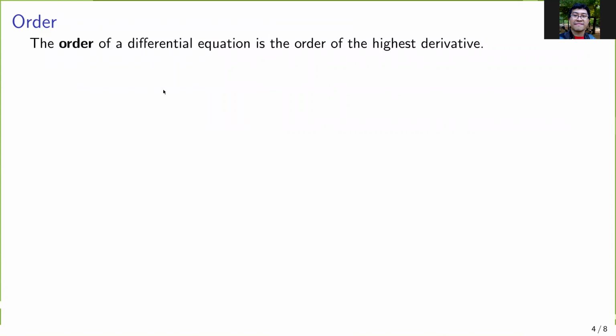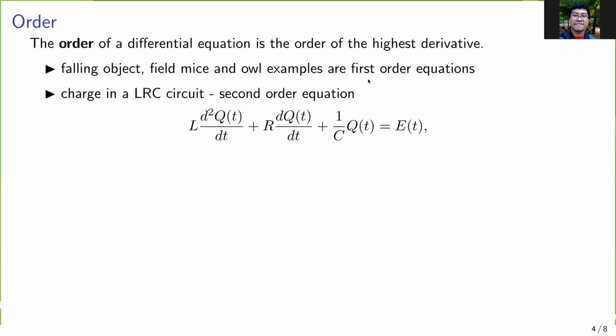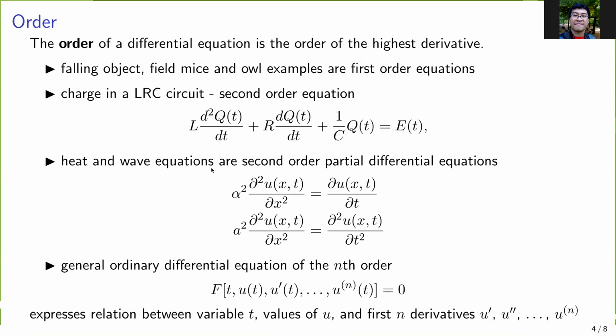The order of the differential equation is also important. That is defined as the order of the highest derivative. So in our previous examples, they are ordinary differential equations of first order. The LRC circuit is a second order equation. The heat and wave equations are second order partial differential equations.